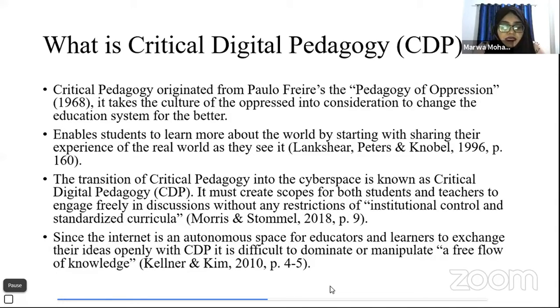And it helps, because the internet is an autonomous space, so it creates a platform for educators and learners to exchange their ideas openly. And as they are sharing it openly on the internet, there is no way to put restrictions on their free flow of knowledge. Because when there is a standardized curricula, we have to stick to it. We have to follow whatever is in the curricula. But with critical digital pedagogy, we have a lot of freedom in terms of what we discuss and how we discuss it.